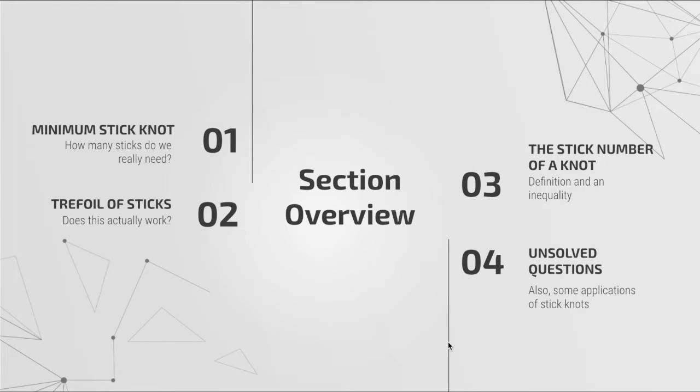Then we're going to look at one of our very well-known knots, the trefoil, and see how we can make this out of sticks and whether it actually works. Then we'll move on to defining the stick number, which is the invariant that is discussed in section 1.6. And we'll work a couple of exercises as we go, and we'll end with some unsolved questions involving sticks and also talk about a couple of applications.